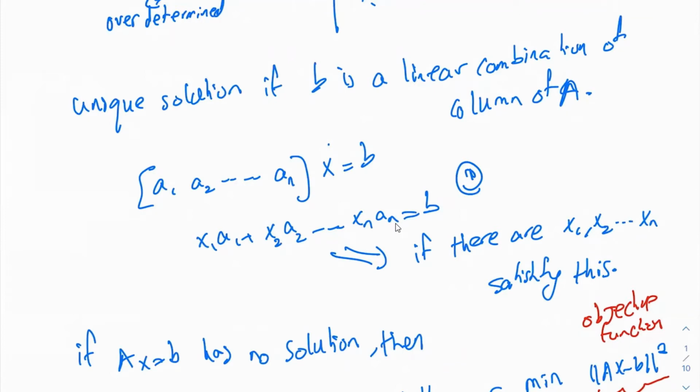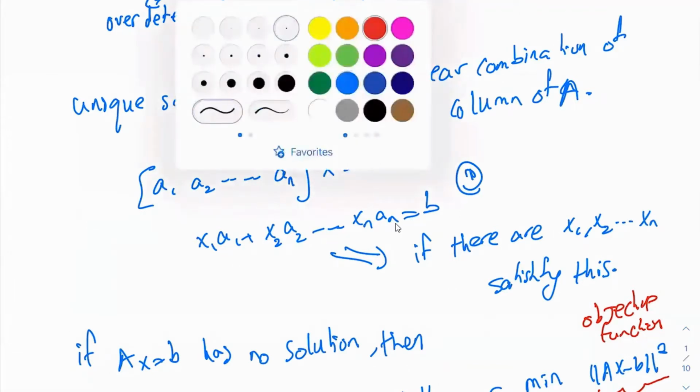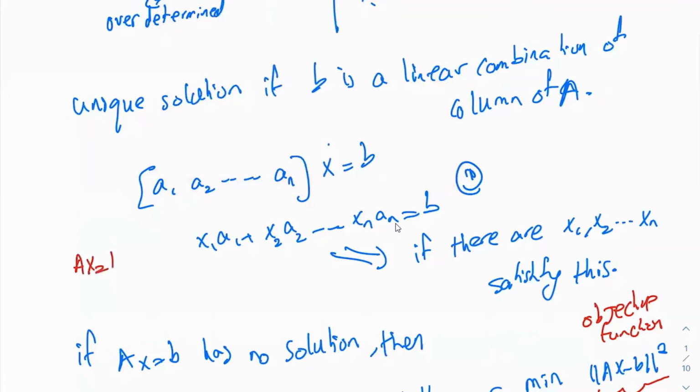Now assume we don't have any solution. Assume the second case is correct, meaning that B is not a linear combination of column of A. Therefore, we know that AX equal to B has no solution. But what if I'm not looking for X that exactly satisfies this AX equal to B? What if I want to find the X that minimizes the distance between AX and B in m-dimensional space?